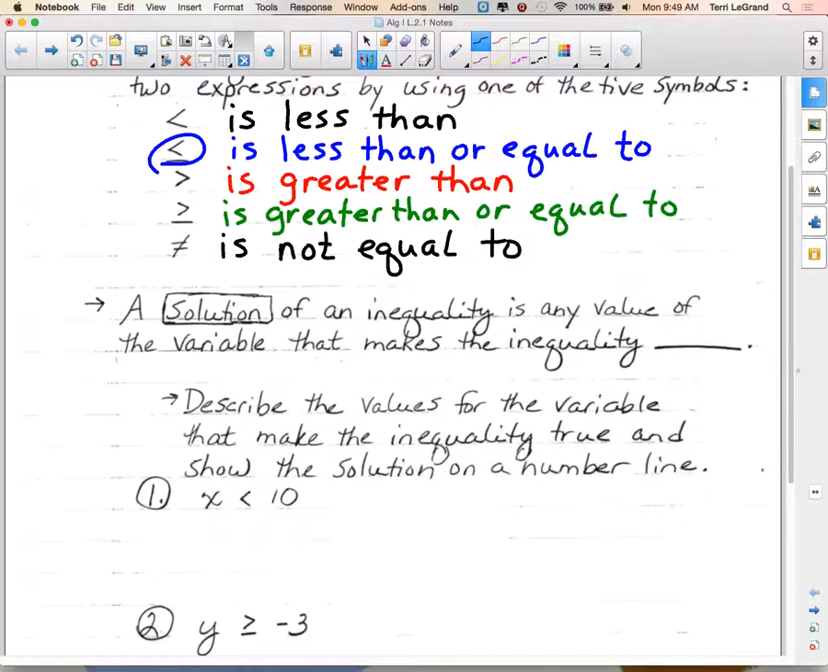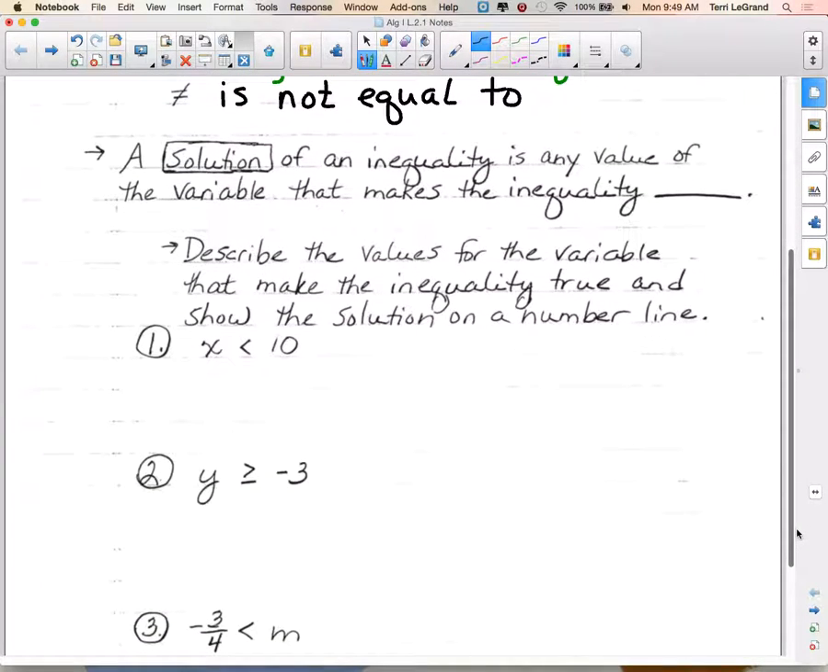So a solution of an inequality is any value of the variable. Inequalities have an infinite number of solutions. We cannot begin to name them all. That's why we use the inequality symbol. So any value for the variable that makes the inequality true, just like an equation, when you find the value or values that make the equation true, it's a solution. Same thing here. A solution of an inequality is any value that makes the inequality true.